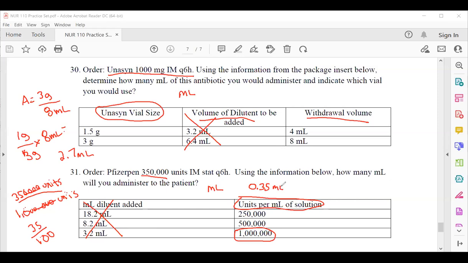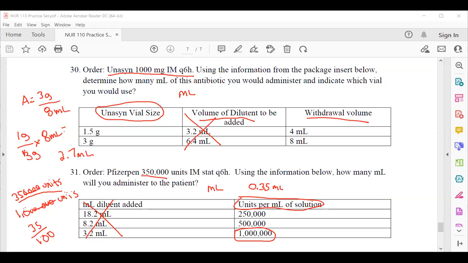Now, do you think we would round that? Should I round that to 0.4? What do you think? Yes. Okay. As a reminder for your rounding rules, if there's a number less than 1, you would round it to the nearest 100th place. So you would actually leave this answer as 0.35.